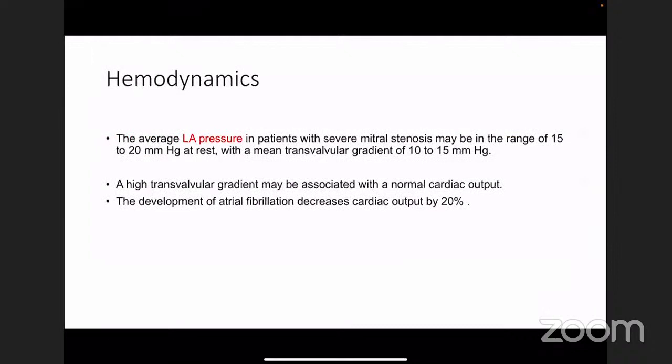Hemodynamics: the average LA pressure in patients with severe mitral stenosis may be in the range of 15 to 20 millimeters of mercury at rest, with a mean transvalvular gradient of 10 to 15 millimeters of mercury. A high transvalvular gradient may be associated with normal cardiac output. The development of AF decreases cardiac output by 20%.